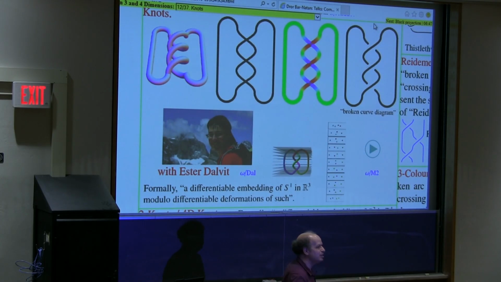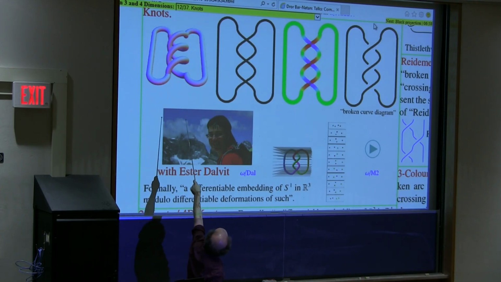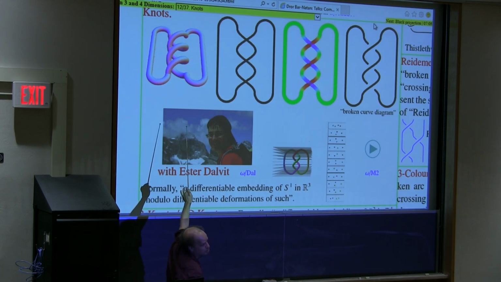And I should say that many of the knot pictures that I will show you, especially the movies, were done together with Esther Dalvik, and here's a picture of her. So anyway, here is a knot. Okay, I think intuitively you know what a knot is. I will define it formally in a minute, but here's a picture.